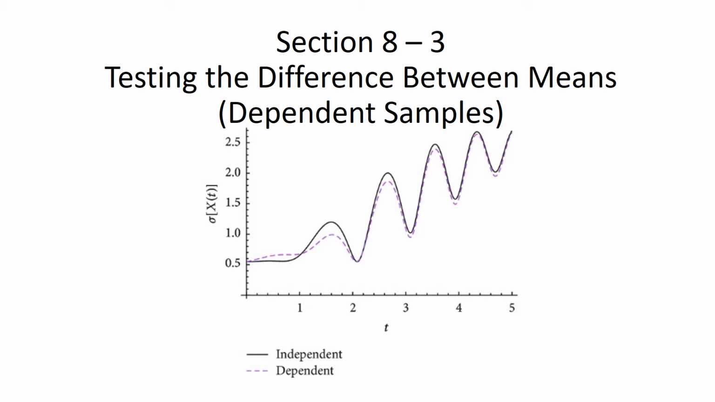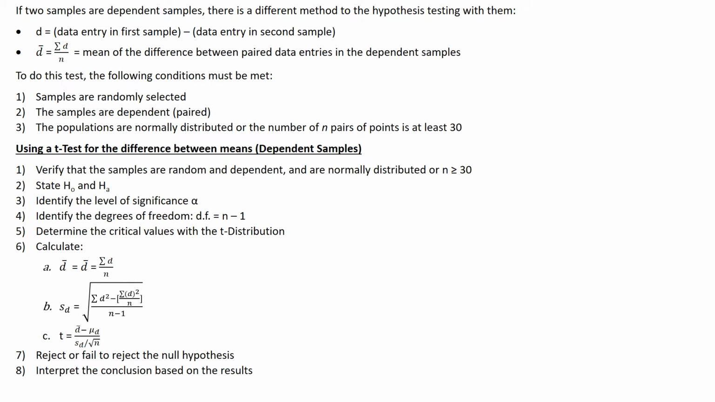Section 8.3, testing difference between means with dependent samples. We talk about dependent samples. I mentioned this a little bit in the previous couple sections. We're talking about before and after of the same sample, such as, for example, you want to see the statistical variation of someone before they took a medicine and that same person after they took a medicine.